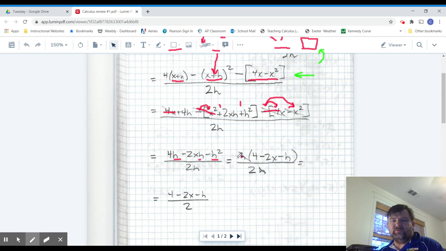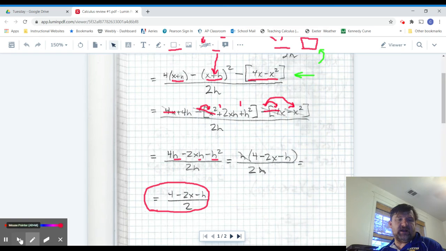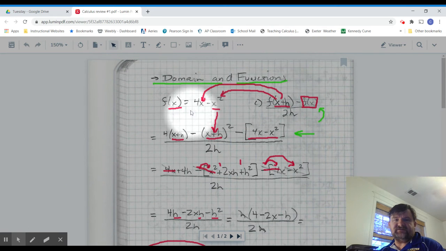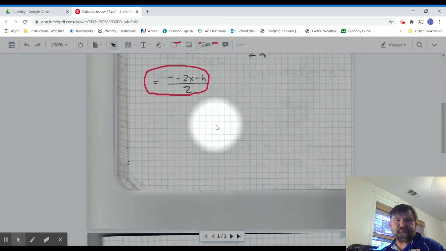And those will simplify into the quantity of 1. And so we get 4 minus 2x minus h over 2. And that is my simplified answer. Very big concept for you guys to understand right here. But it's a lot of algebra, and the algebra will get you every single time. But just remember, when we're dealing with domain and functions and you see something like this, they're just wanting you to take the domain that they give you and insert that correct domain into it.